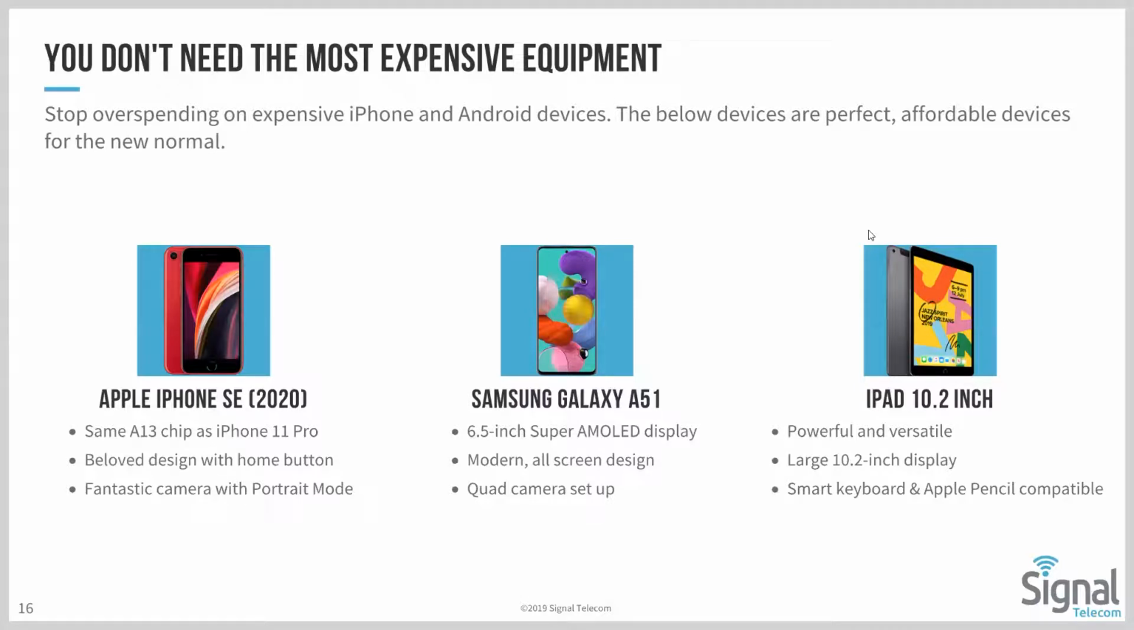The Samsung Galaxy A51 has just come out, which has got a fantastic 6.5-inch display. It's a modern design as well, so it goes all the way to the edge, and it's got a quad camera setup. And for those who know what a quad camera is, it basically means it's got 4 cameras which do different jobs. So the quality of the picture on that phone is unbelievable. There's also devices like the iPad 10.2-inch. It's powerful, versatile. It's got a large display. It works with a smart keyboard and Apple Pencil, and it actually won't break the bank either. And it'll do a lot more than you would actually realize.